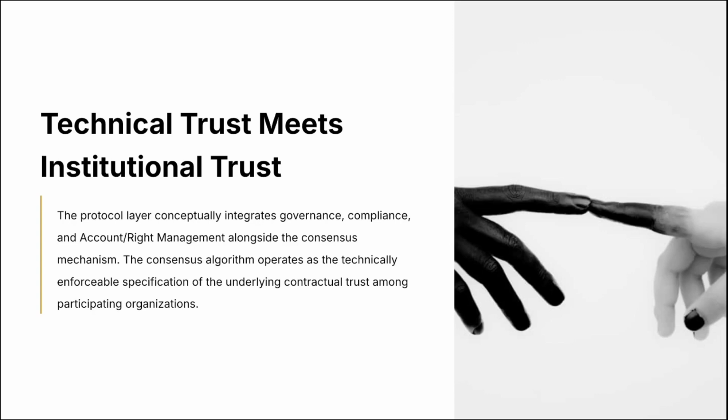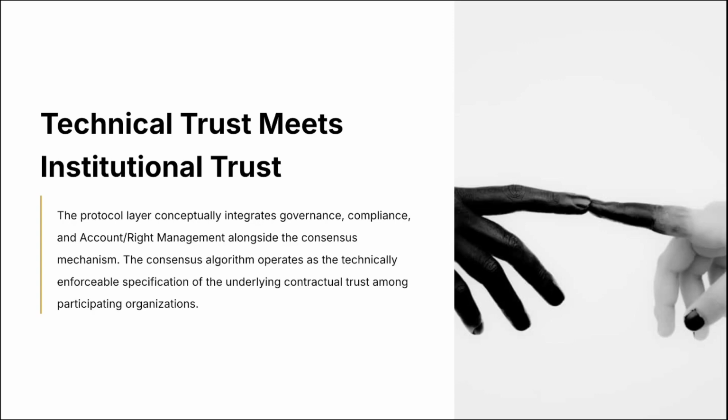That's where governance, compliance, and also account or rights management come into play. These elements define who can do what, under which rules, and also how disputes are resolved, all layered into the protocol. In this way, the consensus algorithm becomes more than a technical tool. It actually serves as a machine-enforceable version of the contractual agreements among the participants. It codifies shared rules and trust into the fabric of the system, aligning both technical integrity and organizational accountability.